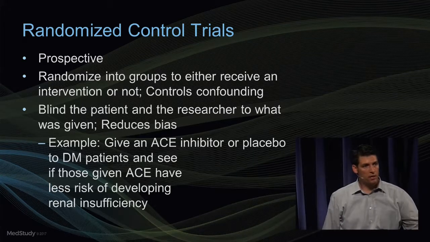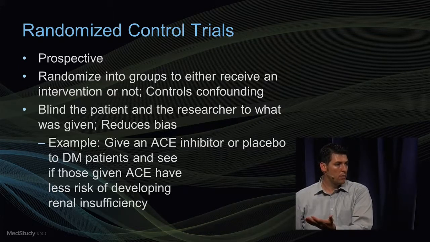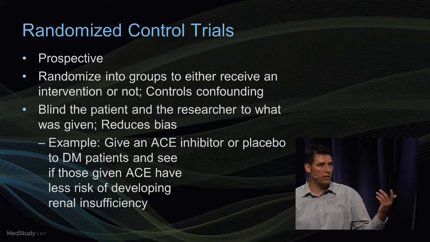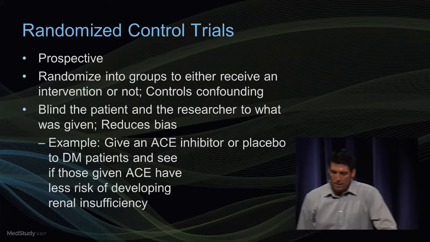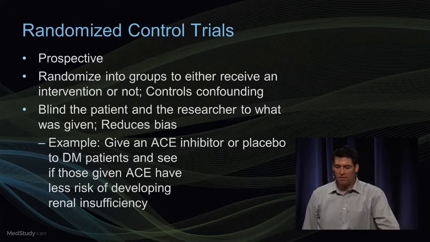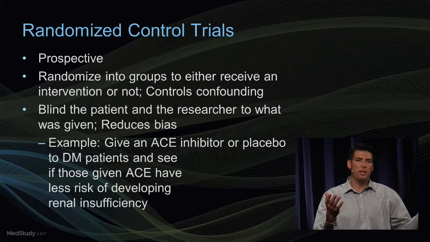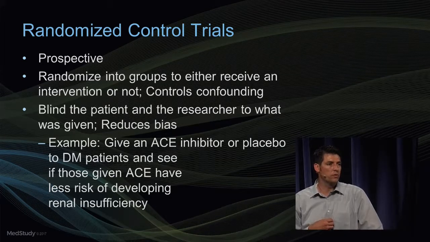If the patient is blinded and the person administering or recording the data from these patients is also blinded as to which treatment they received, we call that double-blinded. And these are aimed at reducing bias in the study. An example of this might be when we give an ACE inhibitor or placebo to diabetes mellitus patients and see if those given the ACE inhibitor have less risk of developing renal insufficiency. And we might randomize them at the beginning of the study, follow them over a certain period of time, and see what develops among those two different groups.